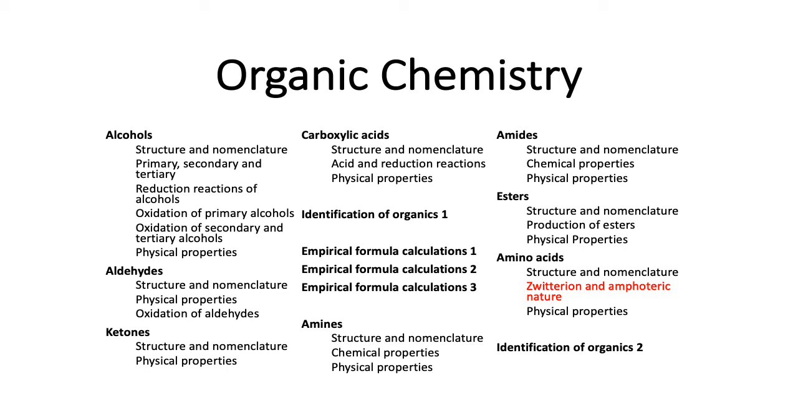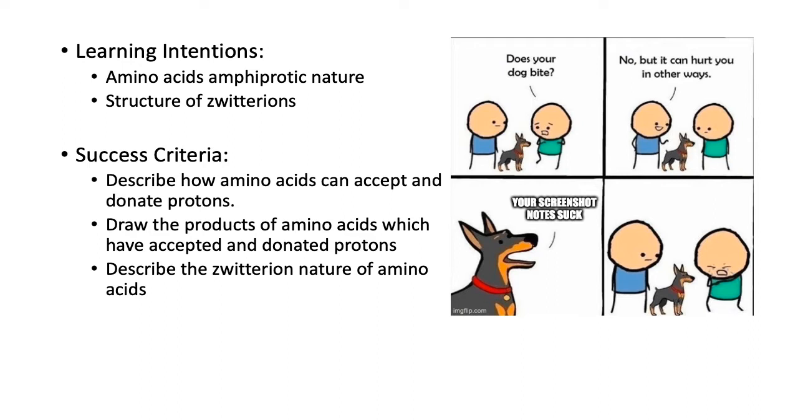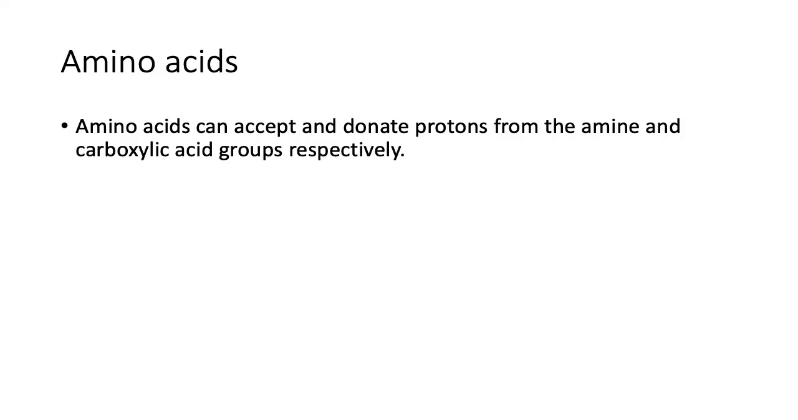Mr. Lim again. This is the second video on amino acids, about the zwitterion nature and the amphoteric nature of amino acids. So, we're going to be learning about amino acids, duh. Amino acids can accept and donate protons from the amine and carboxylic acid groups respectively. We've already established that the amine group and the carboxylic acid group both exist on an amino acid.